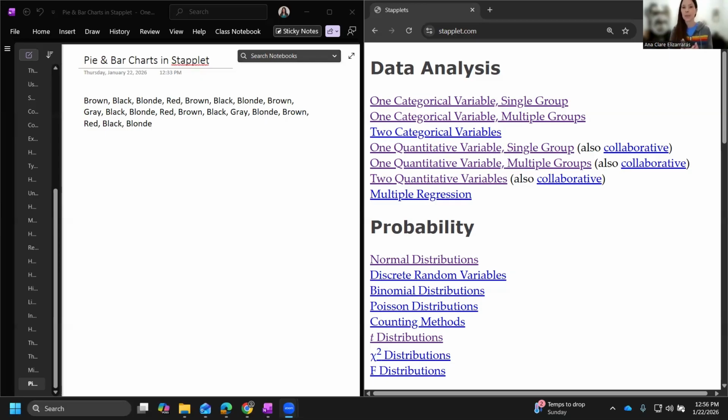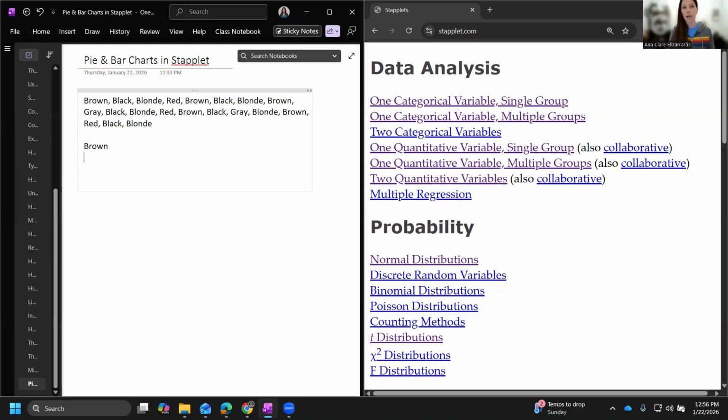So when you go to stapplet.com, again, you have to decide what type of data you're dealing with. Do you have categorical or do you have numerical? Do you have one group or do you have two groups? So for this data on the left, we have hair color. And I have a few varieties. I haven't really analyzed what this looks like in terms of how many we have of each.